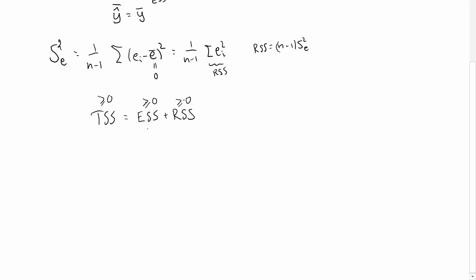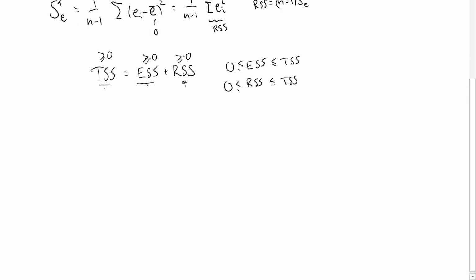That means that ESS and RSS must each be less than or equal to TSS. So ESS must be somewhere between 0 and at most equal to TSS. ESS can never be greater than TSS because that would imply a negative RSS, which is not possible. And the same thing goes for RSS. It must be between 0 and TSS.